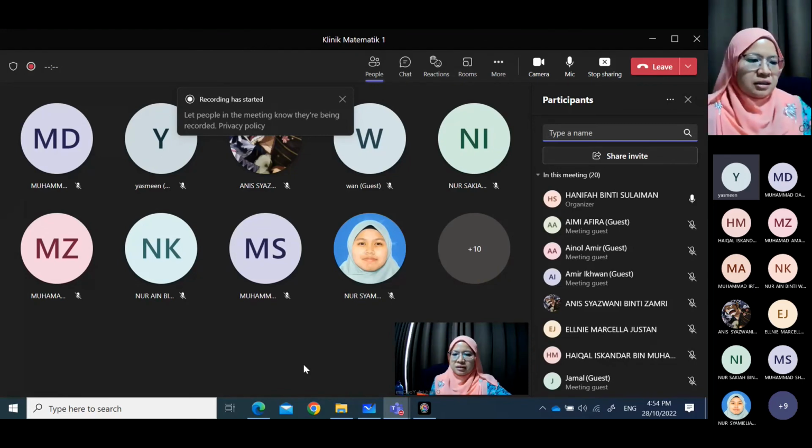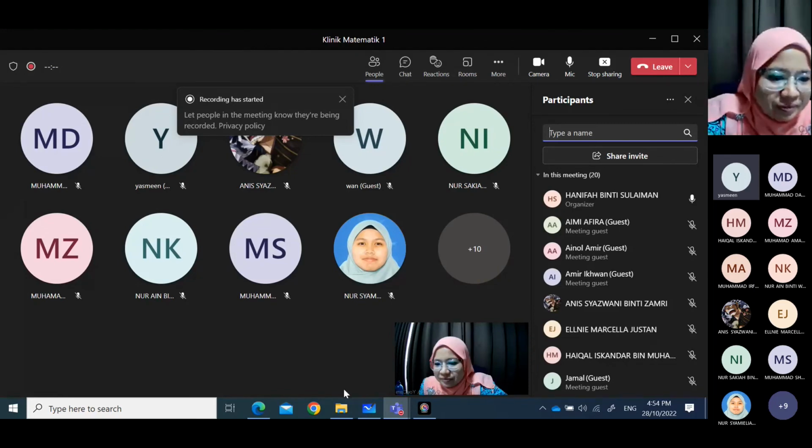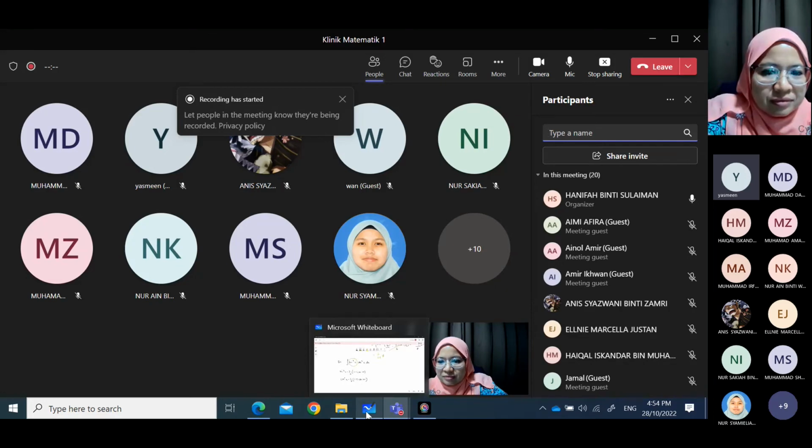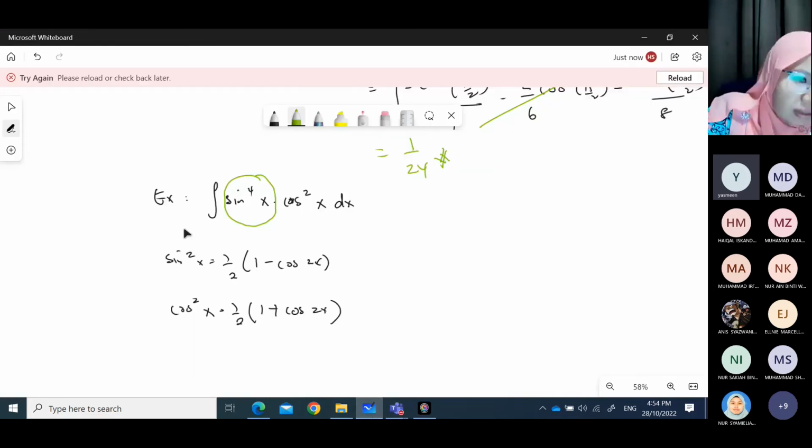Haikal. Macam mana Haikal nak buat macam ni? Sebab dia ada identiti dia sampai kuasa 2 je. Tapi kita punya problem ni sampai kuasa 4. Pecahkan. Factorize. Yes, factorize, good. Sin 2, kuasa 2.